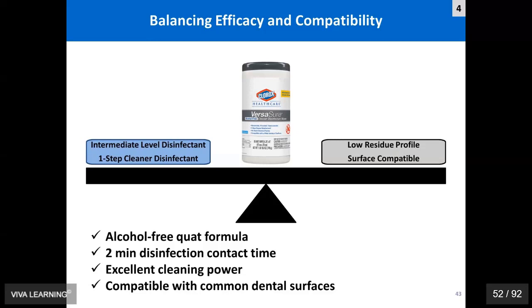This is a product we use in our office. What do I like about it? It's an intermediate level disinfectant. It's one step, which means you don't have to clean it once with another product and then wipe it again. In fact, with this product, it's wet enough you can do it as a one step. Unless there's a lot of visible debris present, you wipe it once, it stays wet with a 2-minute contact time.